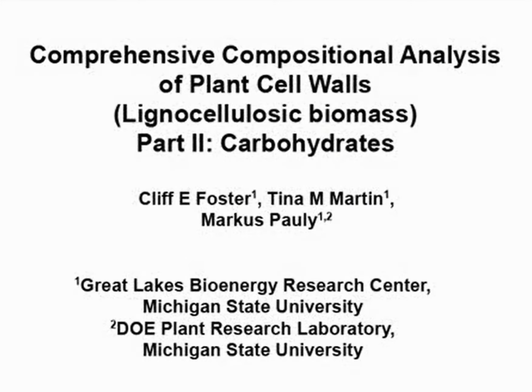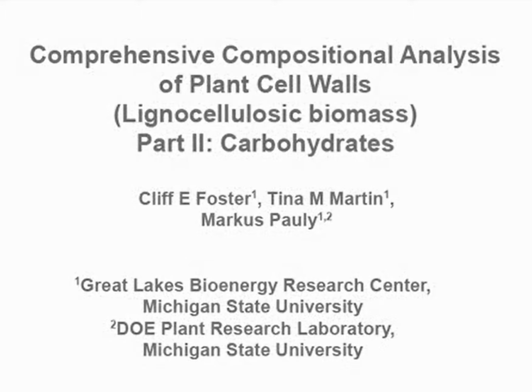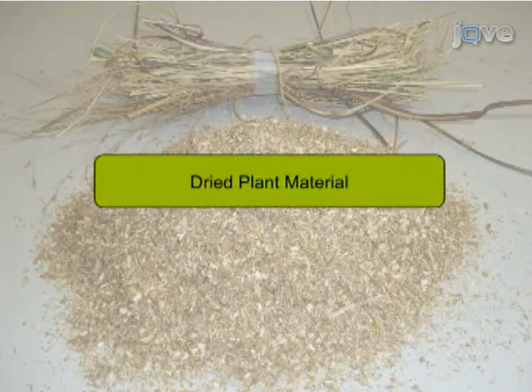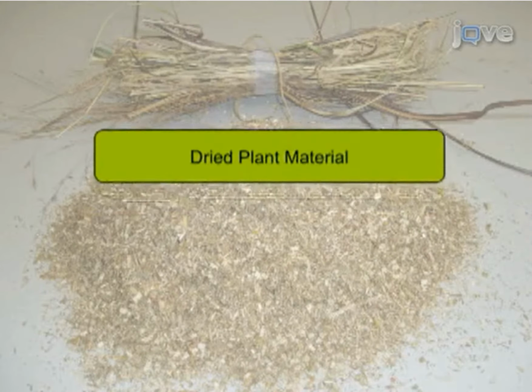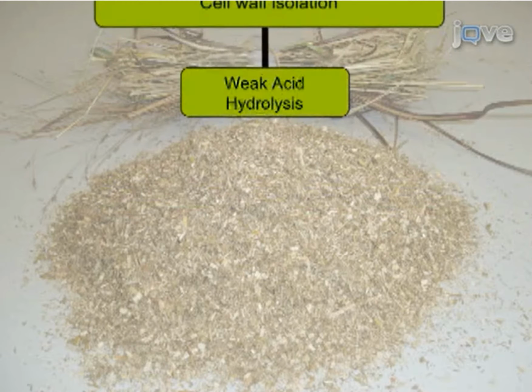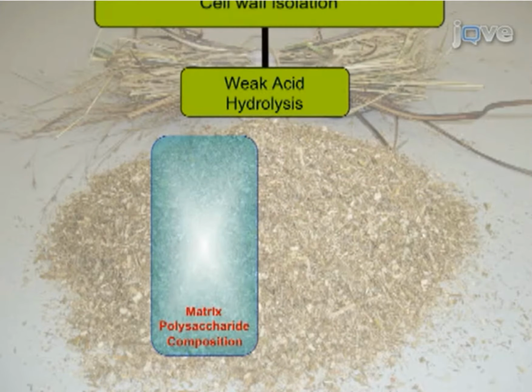Determining the matrix polysaccharide composition and crystalline cellulose content of plant cell walls starts with dried plant material, which is subjected to various extractions. The resulting material consists of cell walls only and then is split up. To determine the matrix polysaccharide composition, the wall material is treated with a weak acid to hydrolyze non-crystalline polysaccharides, which are mainly the hemicelluloses, into their monosaccharides.